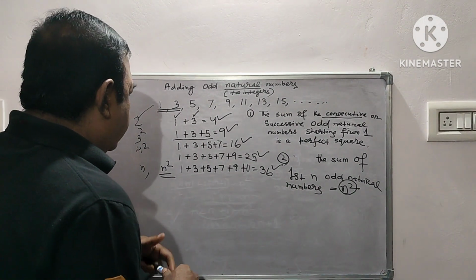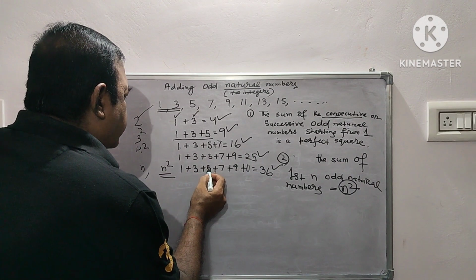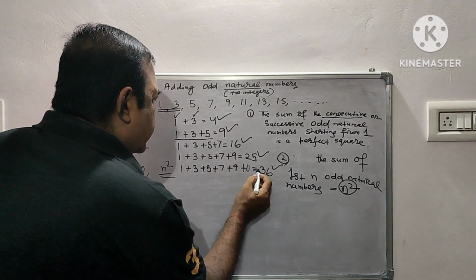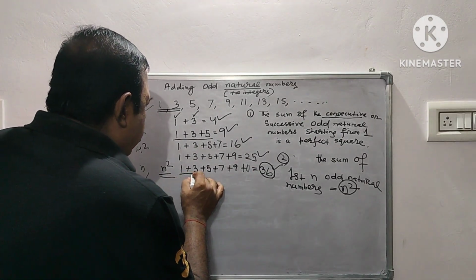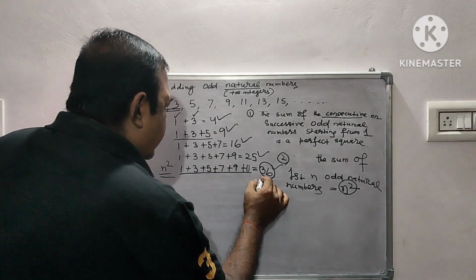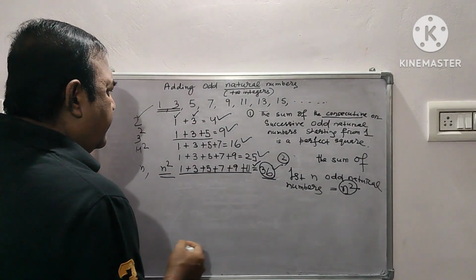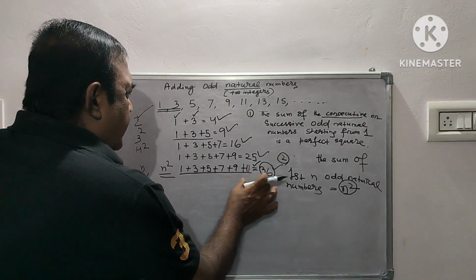So you see here, 1 plus 3 plus 5 plus 7 plus 9 plus 11 is equal to 36. 36 is a square number. Suppose you see, it is on the left hand side, and it is on the right hand side, and this is the sign of equality. So you see, left hand side is equal to right hand side.